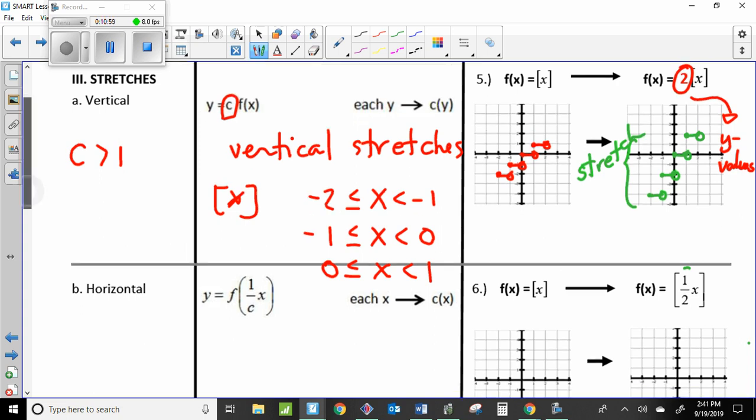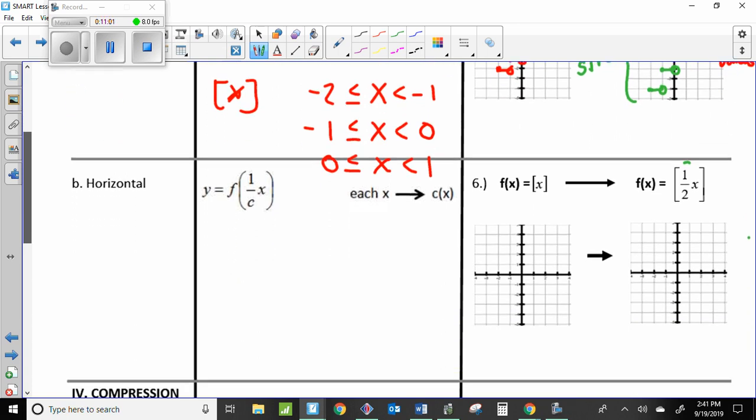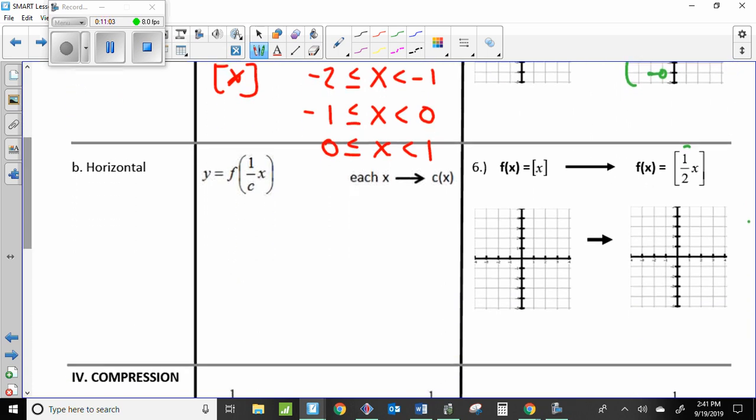Now, what about if we multiply the c to your x? So it's right in front of your x. Well, we always do the opposite. So we are going to multiply the x with the reciprocal of your value. So if you multiply it by 1/2, you're going to multiply it by 2. If you multiply this by 1/3, you will multiply the x value by 3.